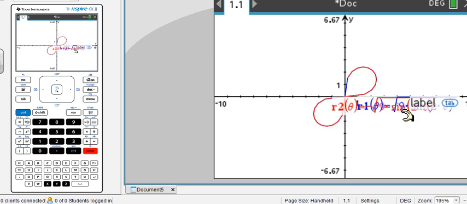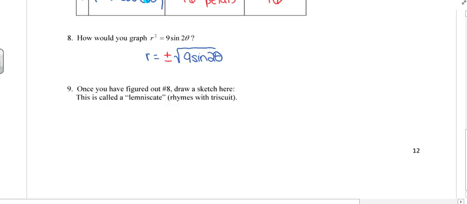And there's my graph that looks kind of like a fan blade. The name of that graph is called a lemniscate, which you can see in your notes rhymes with Triscuit. So the purpose of this lesson today is just to introduce you to all these little shapes and to get you used to and comfortable with graphing polar in the graphing calculator.